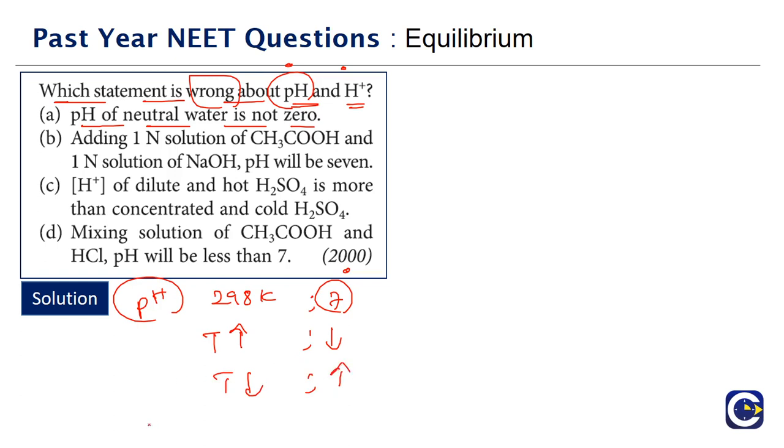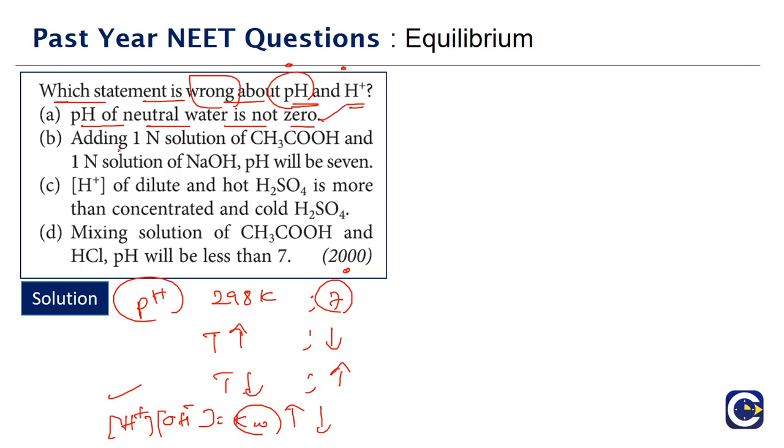So why? Because always for neutral water the H+ ion concentration into OH- ion concentration, the product, will be a constant. That is what we call Kw. Increasing temperature means Kw will increase. Decreasing temperature means Kw will decrease. Accordingly the pH also will change. So this is the correct one, and we are looking for the wrong statement.